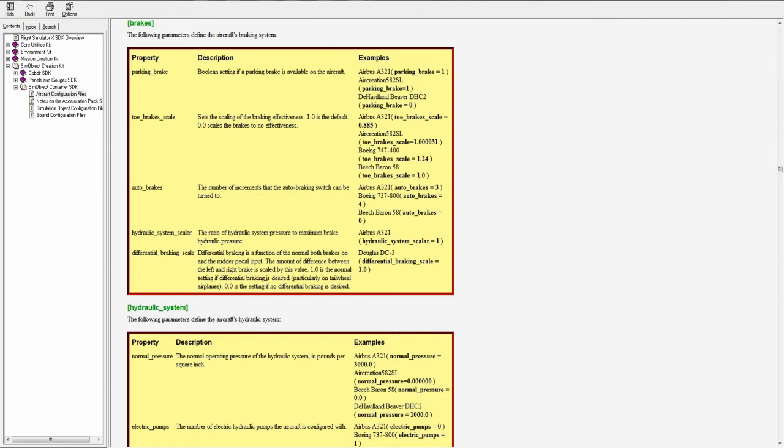So this is a thing you should be aware of. Most of the time you can put this there. Most aircraft seem to have differential braking. 1.0 is normal. You can make them more or less effective with that one.